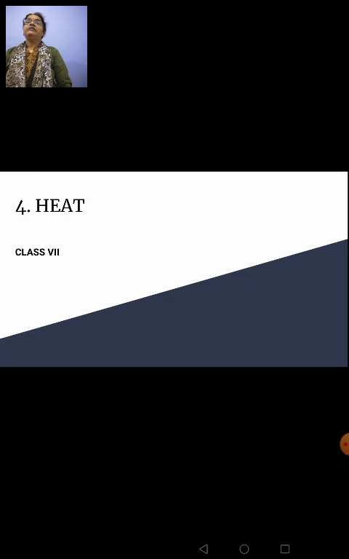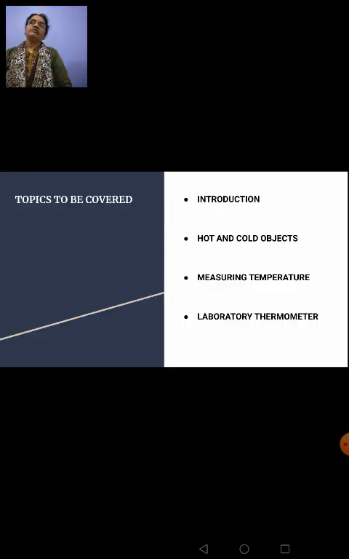Today we'll be starting with a new chapter, chapter number 4, Heat. This will be taught in two sessions. In today's session, first you will have a small introduction about the topic heat, and then you will learn how we identify hot and cold objects, the definition of temperature and how to measure it, what devices are used for measuring temperature, about different thermometers, mainly the laboratory thermometer, the ways to handle it, and how to read a thermometer. These things we'll be covering in today's session.